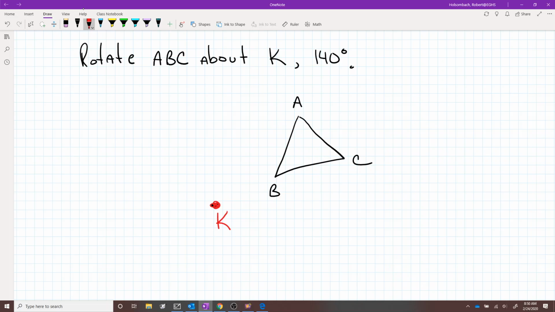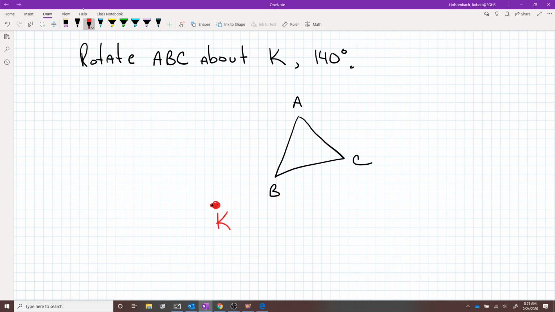So, there's a couple of ways. Here's the best way to do this. What you want to do is take this shape and rotate it counterclockwise 140 degrees around K. What that means is that every vertex has to stay the same distance from K as it is right now, and every vertex has to rotate 140 degrees around K.